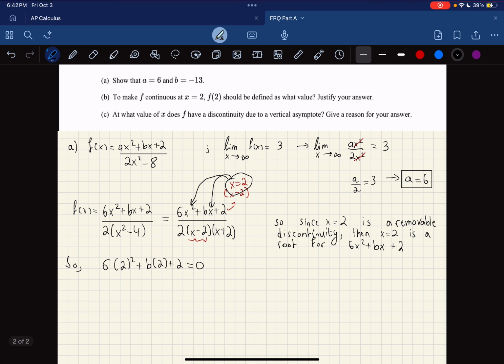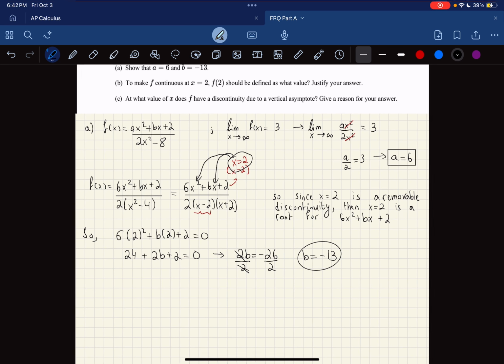So 2 to the power of 2 is going to be 4 times 6, which is 24, plus 2b plus 2 is equal to 0. Now 24 plus 2 is going to be 26. Take it to the other side, and now you have 2b is equal to minus 26. Divide by 2 from both sides, and finally you will have b equals minus 13.